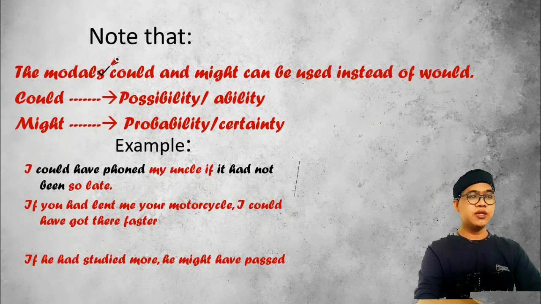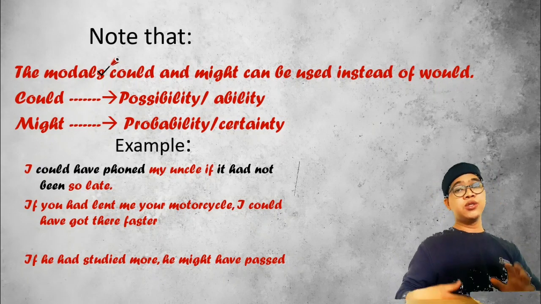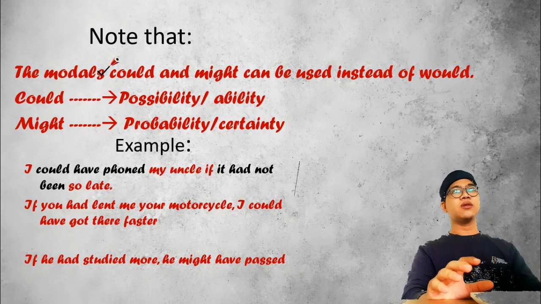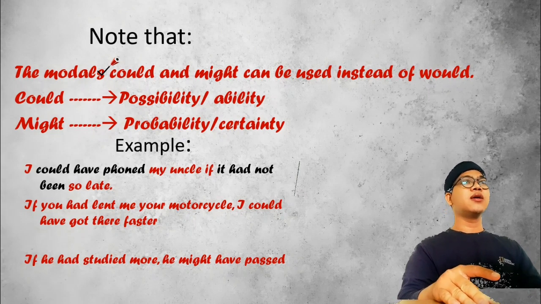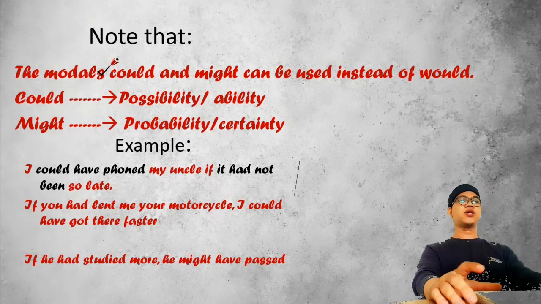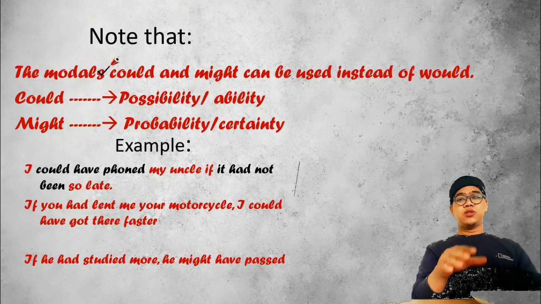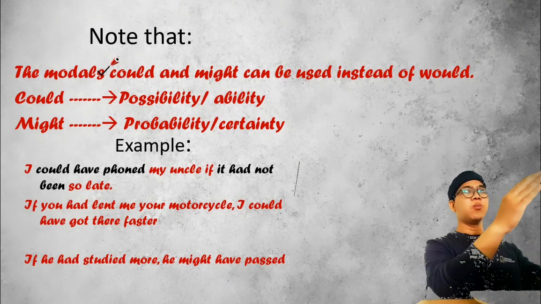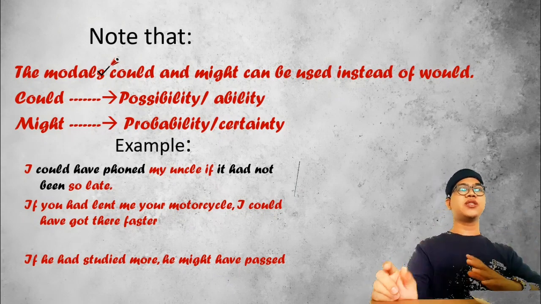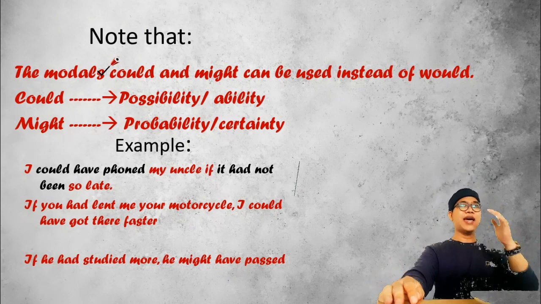So if you are using might and could, look carefully at the verb, the context, the sentence, or the theme that you want to write about. So just be careful. It's about the modals could and might. So could and might are just what we call alternatives.